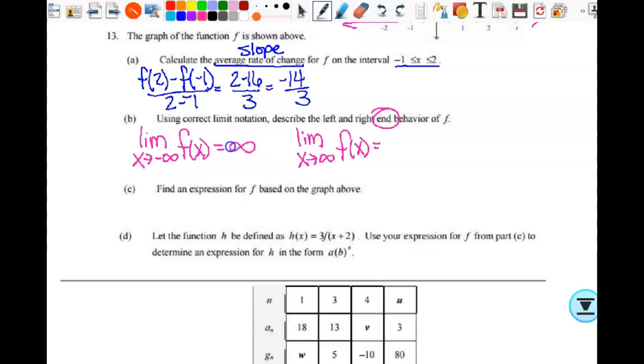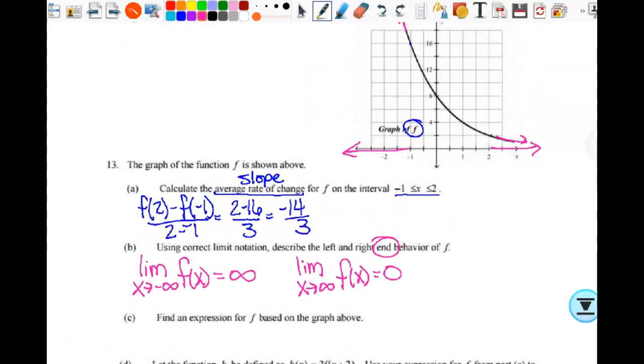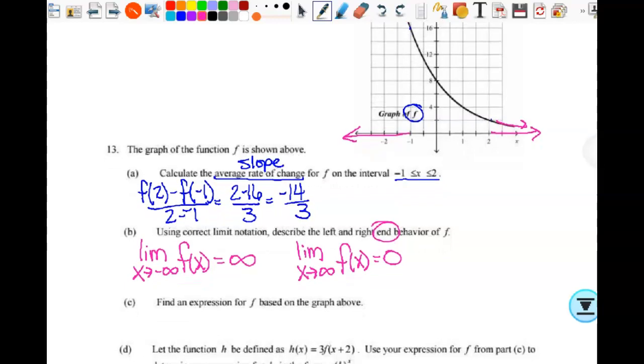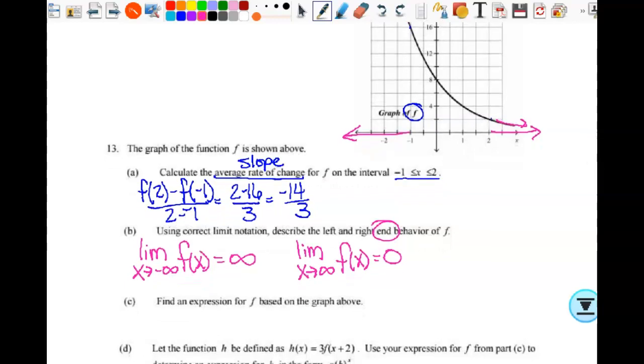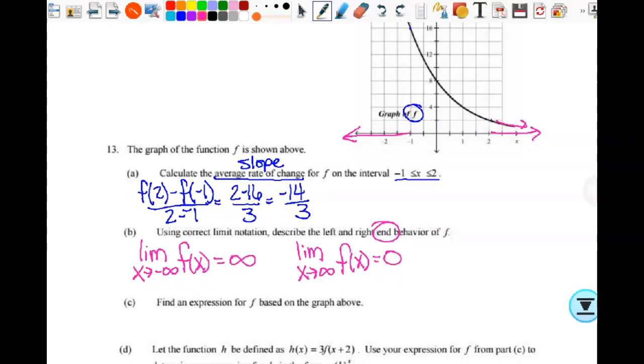So this is infinity, and this is 0. So I want to find an expression for f based on the graph above. All right, so in order to do that, if this is exponential. It doesn't actually say that, but we can figure out that that is what's happening here.